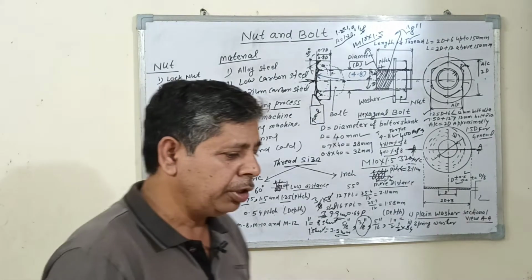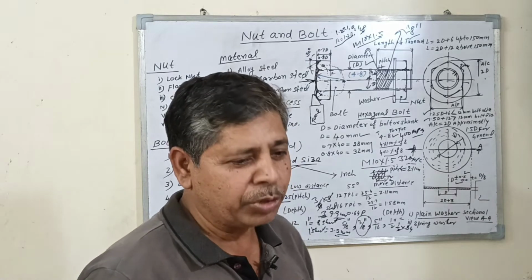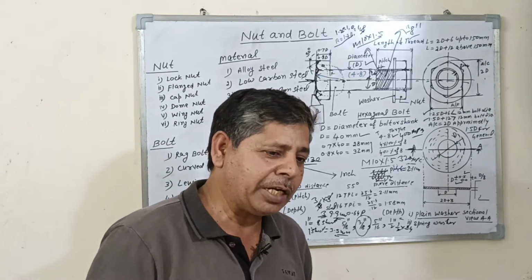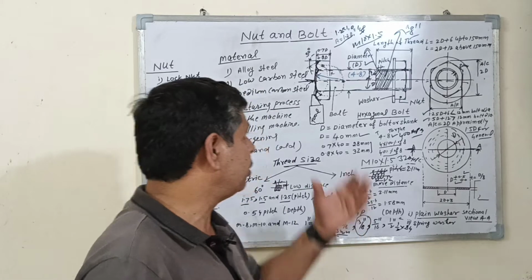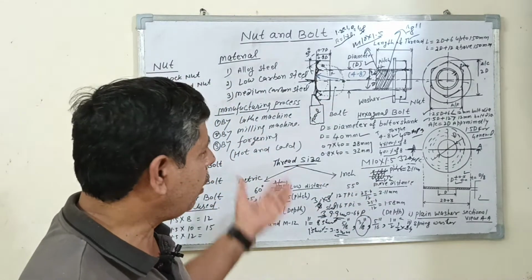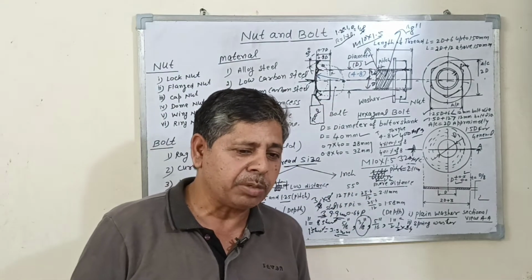The bolts are available in the market in two types: hexagonal head type or square head type bolts. They are also available in a metric system or inches system.